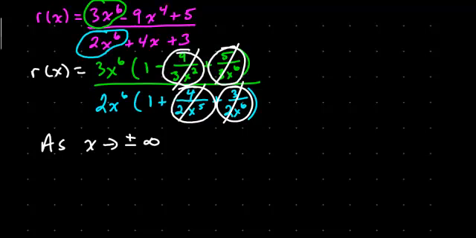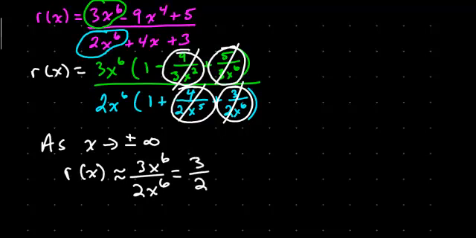So as x goes to plus or minus infinity, r of x is going to be approximately equal to 3x to the 6th over 2x to the 6th. See, those x to the 6th are going to cancel and this is equal to 3/2. Okay? So, let's look at this on the graph.